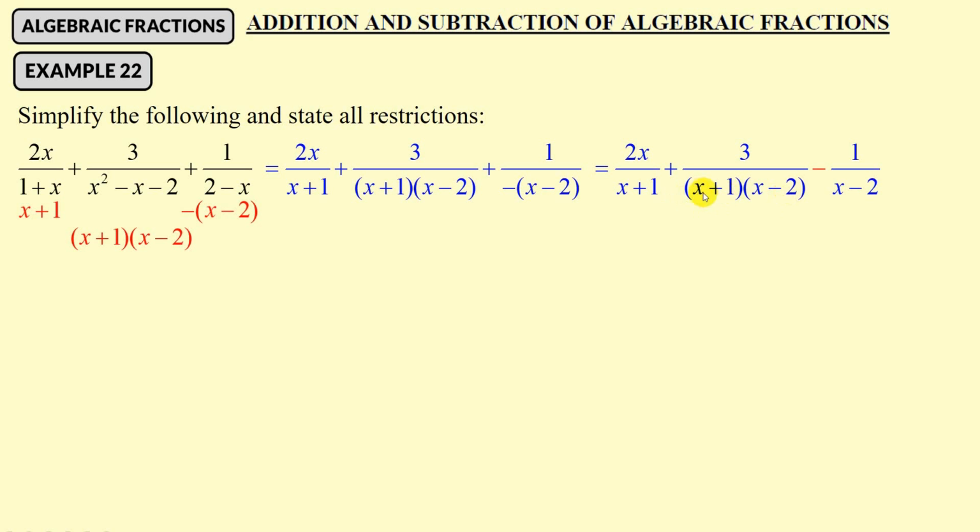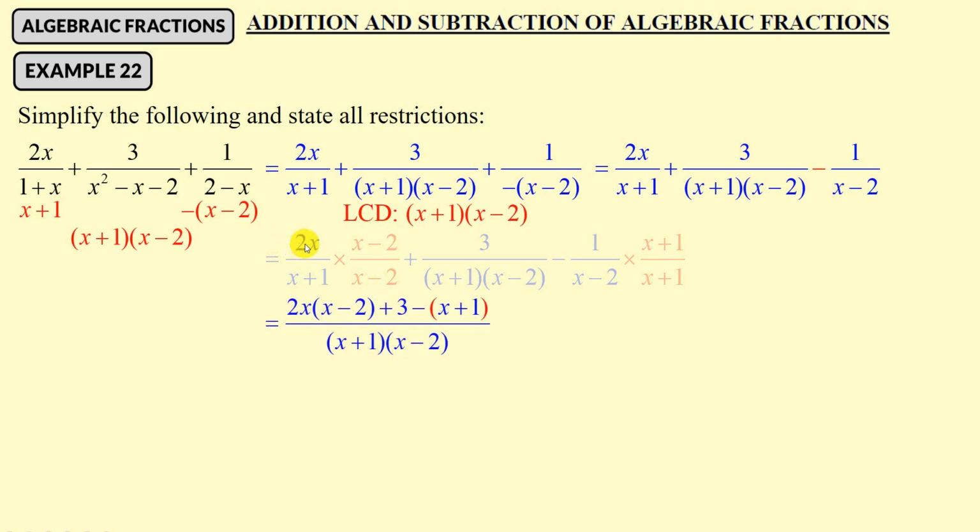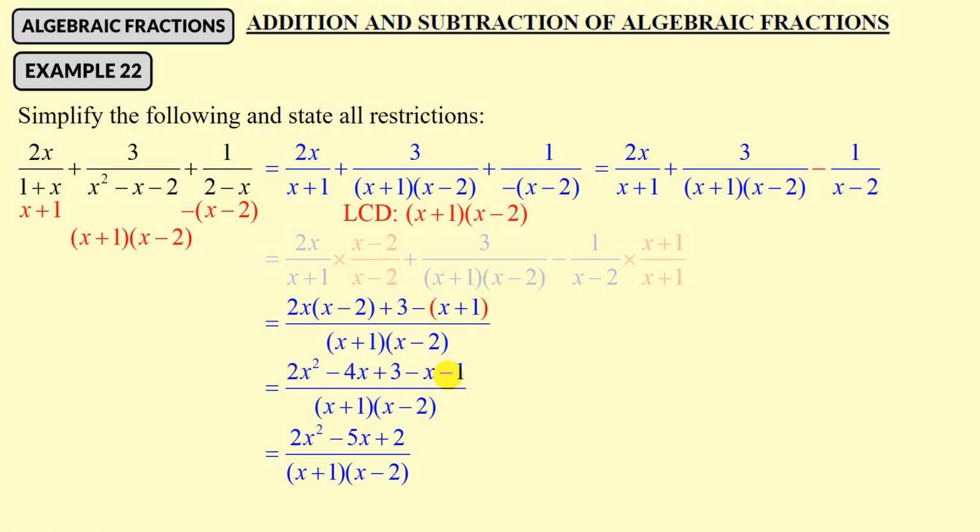Now we're going to deal with this common denominator of x plus 2 plus 1 x minus 2, which means we need to multiply this by x minus 2 over x minus 2, and that by x plus 1 over x plus 1. So in our next line, we'll have 2x times x minus 2 plus the 3 minus 1 times x plus 1. So it's minus x plus 1. Notice the brackets because of the negative. There's going to be the sign change. And that simplifies to there.